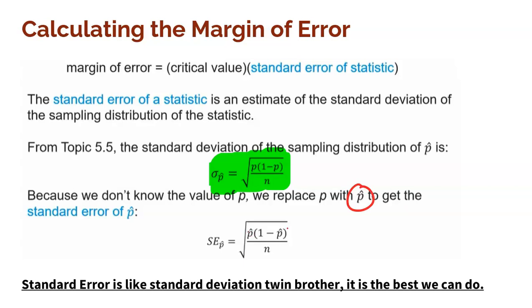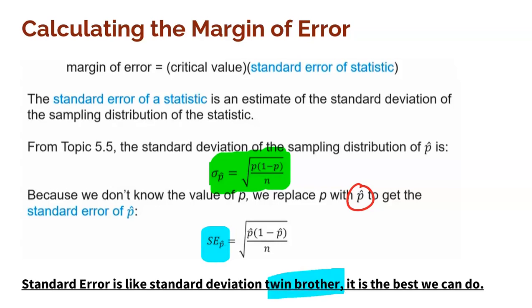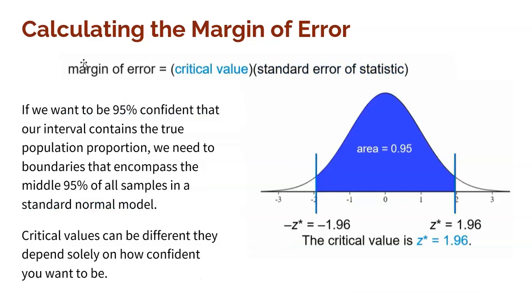So if we replace the p's with p hats, we get the same formula, but we do have to call it standard error. Again, it's the twin brother. It's the best estimate that we can do because, unfortunately, we just can't use standard deviation. Now let's talk about that critical value.